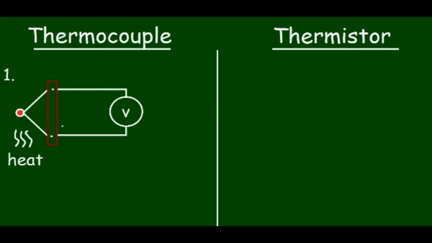So let's study the differences between a thermocouple and a thermistor. Both of these devices are used to measure temperatures. Now the first point, under a thermocouple. This is the circuit diagram of a thermocouple and we are supposed to measure the temperature at point A.